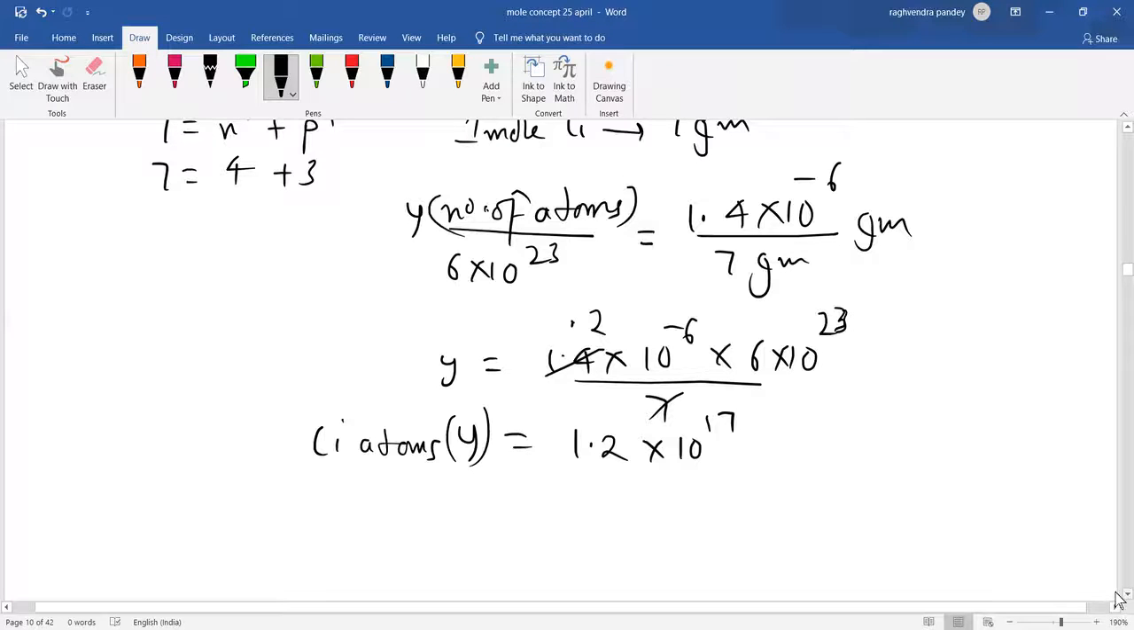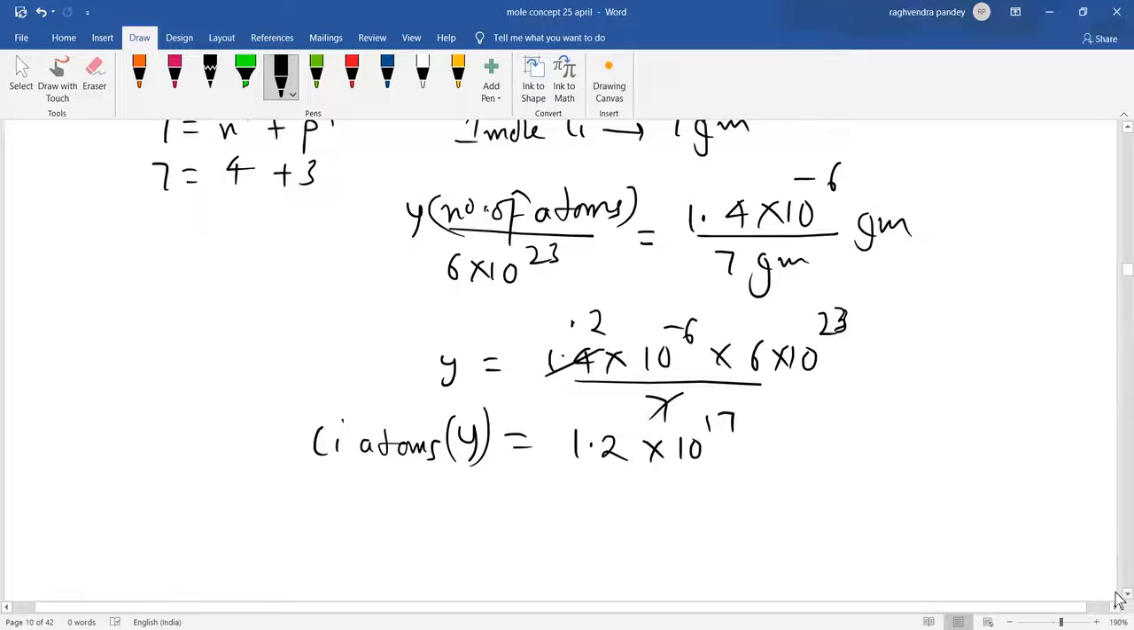Sir, can't we do it this way, 7 grams of lithium has 4 neutrons? See, 4 neutrons is for one lithium atom. And 7 grams is for 1 mole, a huge number of lithium atoms. We are talking about 1 mole, and 1 mole is a huge number. Okay, any other question? Please ask.